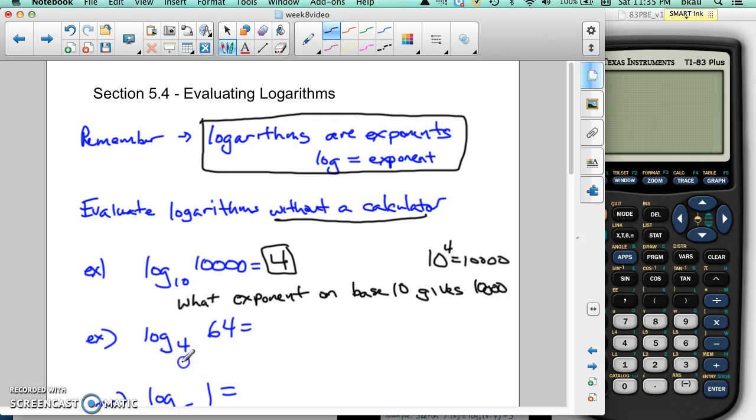In this next case, here's my base. I'm looking at 4 to what power equals 64. That's what I don't know: 4 to some power equals 64. In this case, 3 is the answer. 4 to the third is equal to 64.